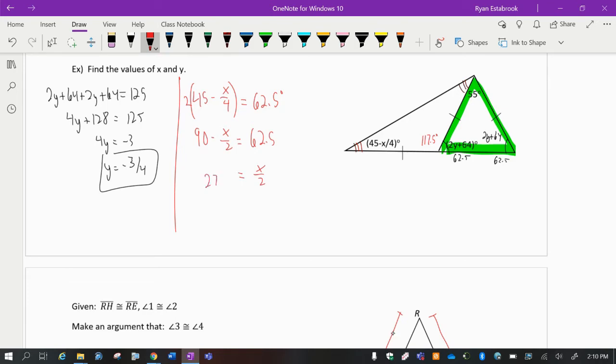and that's going to come out to 27.5. Then divide both sides by 2. So 27.5 divided by 2 is going to be 13.75, and there is our value for x.